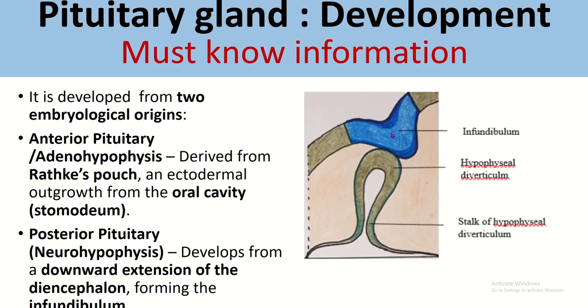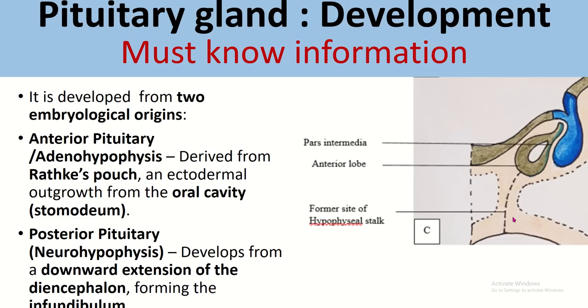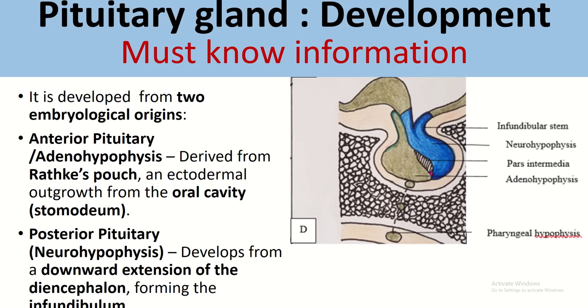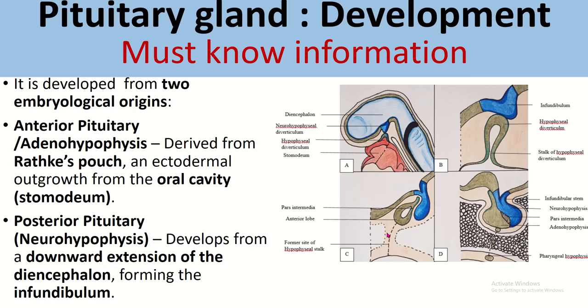So this is the pouch, and this is the extension of the diencephalon, and this pouch loses connection with the oral cavity and enters within the cranium. The pars intermedia is the junction between two pituitary lobes, the space between them. So this is the development of the pituitary gland: Rathke's pouch and the extension of the diencephalon meet with each other. There is a gap between the two embryonic sources, the formation of the posterior pituitary and the formation of the anterior pituitary, and these two sources are indicated by the pars intermedia.